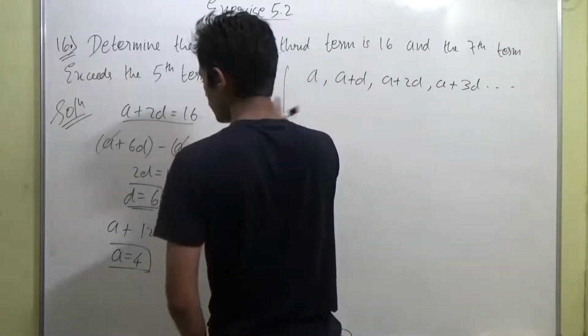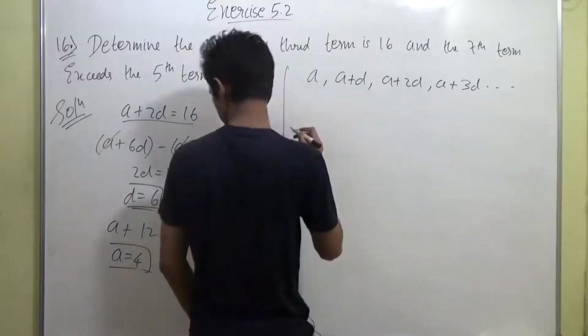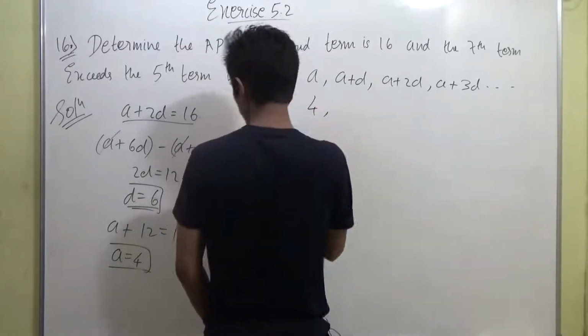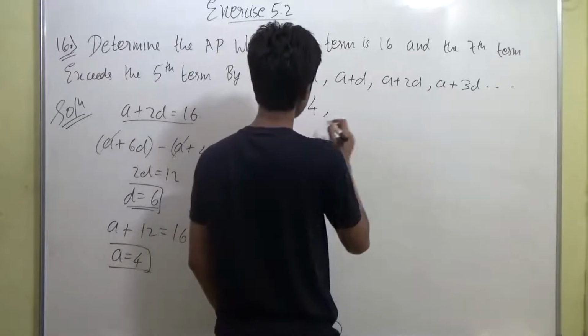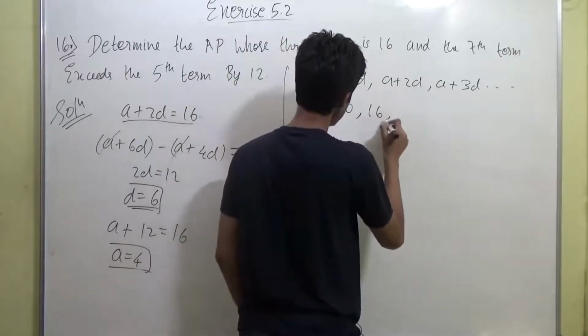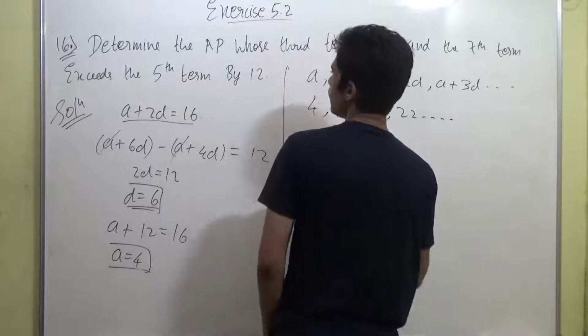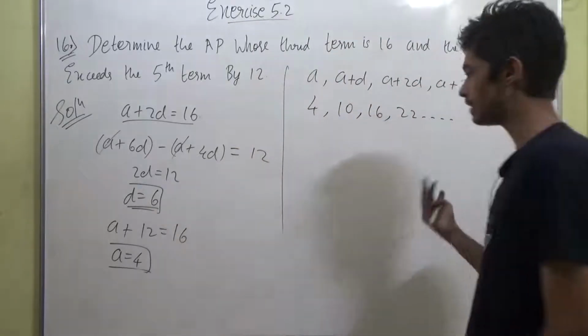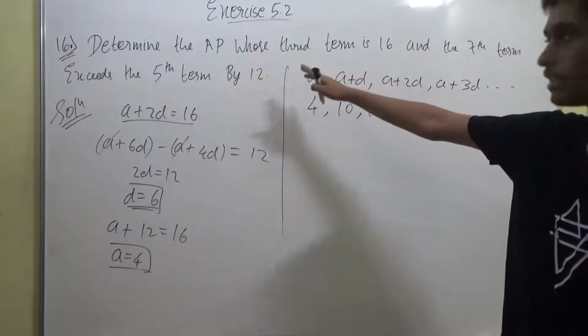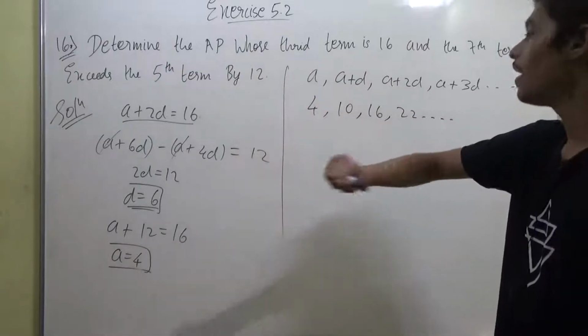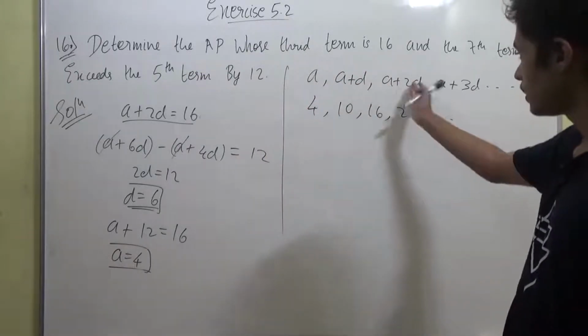Just put the value of a and d into this equation, then you will get 4 plus d. d is 6, 4 plus 6 is 10, 16, 22 and so on. As simple as that, guys. That's it. You just represented the statements mathematically. After writing it mathematically, you found the AP.